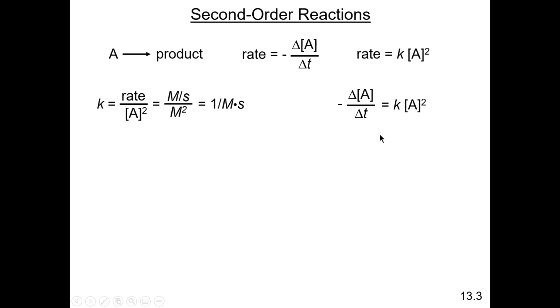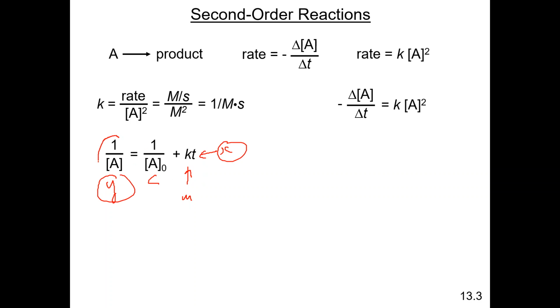And when you integrate this, which means that you need to do some calculus, you're going to end up with this relationship which relates the concentration of A to time. And you'll notice that this equation is in the form of y equals mx plus c. So 1 over A would be the y term. 1 over initial A would be the c term. k would be the m, and t would be the x.